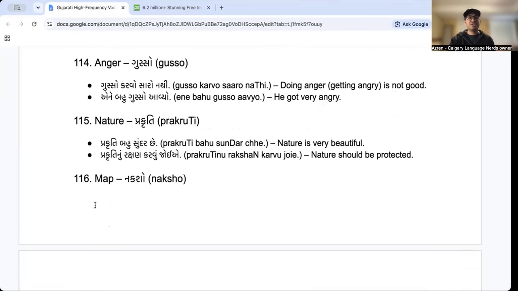Next one here is nature. Nature is prakruti. I'll say it slowly. Prakruti. Prakruti bahu sundar che. Nature is very beautiful. Prakruti. Oh my god, now I'm getting tongue tied. Oh my goodness, how embarrassing. Prakruti nu. There we go.